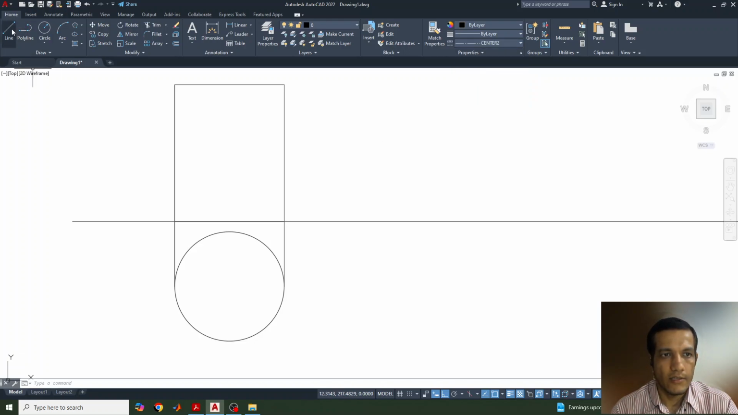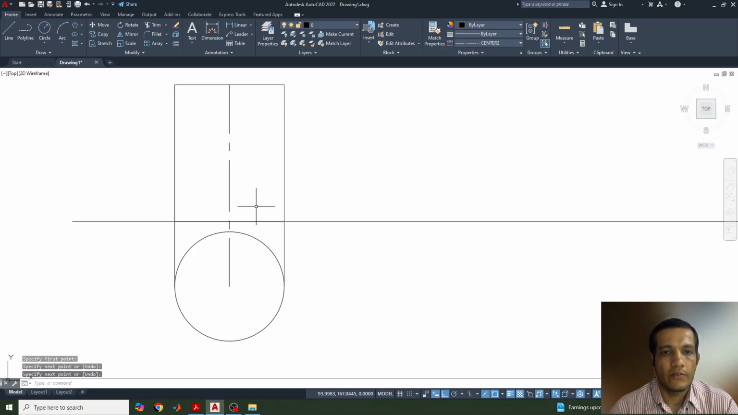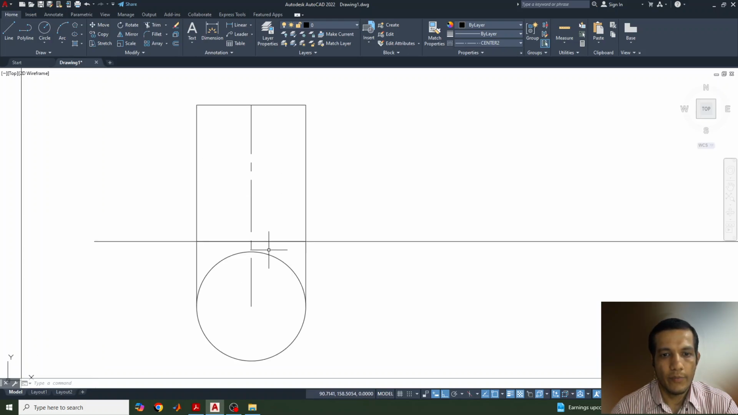I'll select this line, from the center point, and I'll connect it here. Okay, so this is how our first diagram is completed for the cylinder. This is the top view and this is the front view of that. Now here we need to give the dimensions.